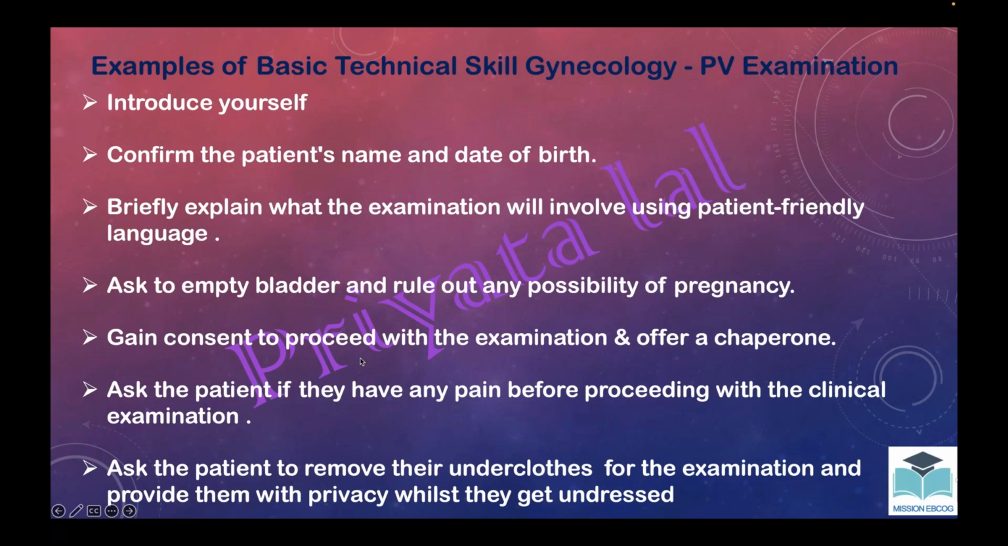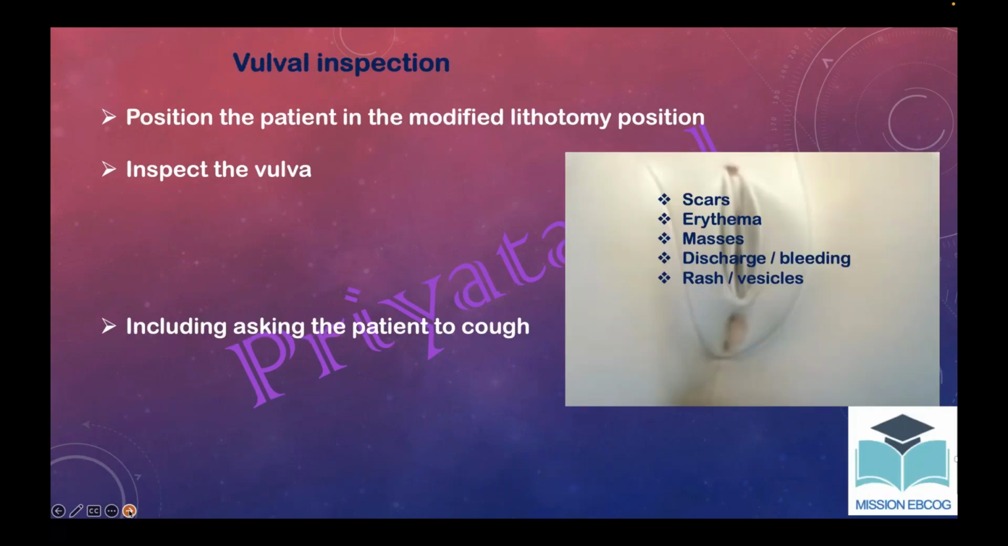Then you'll say, first start with the pelvic inspection. The position of the patient would be modified lithotomy position, meaning you have to do the inspection of the vulva. You will check for any scar, erythema, discharge, bleeding, rash, vesicle, or any other skin conditions. Then you ask the woman to cough because you want to see whether there is a leak on cough. This would be part of your vulval inspection.